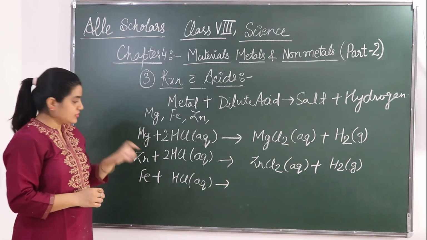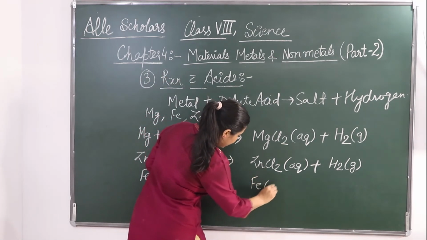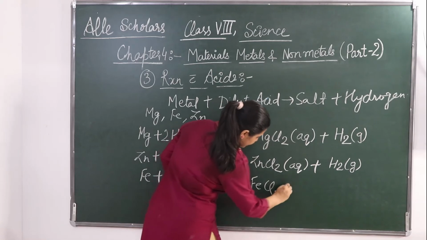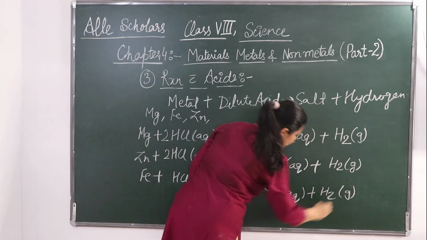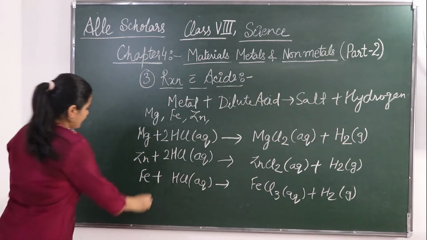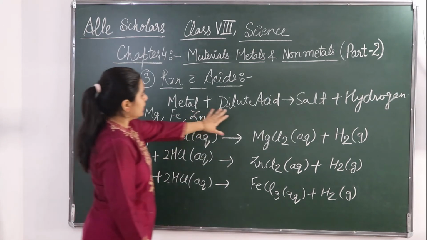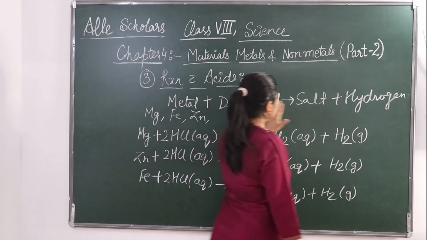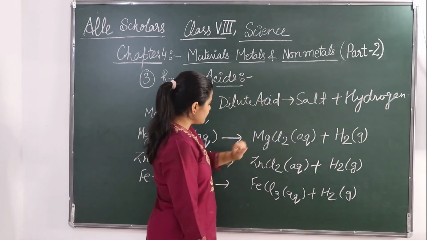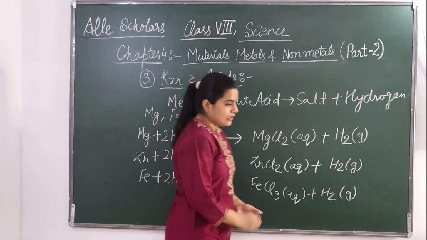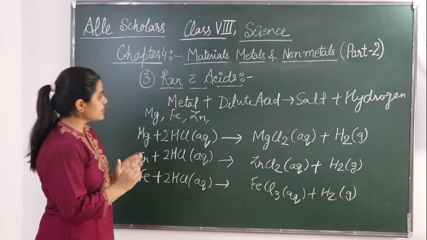Fine, reacting with hydrochloric acid, what will iron form? It will form iron chloride, FeCl3, plus H2 gas. So these are the reactions to show that metals react with dilute acid to form salt and hydrogen. Here you can see magnesium chloride, a salt, is formed, zinc chloride and iron chloride, salts, are formed, and in all the cases hydrogen gas is evolved.